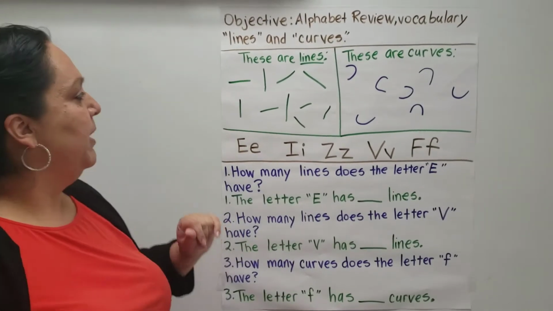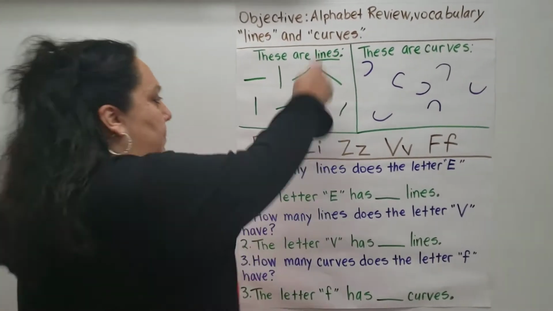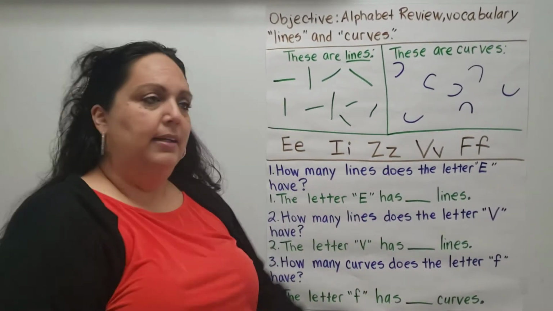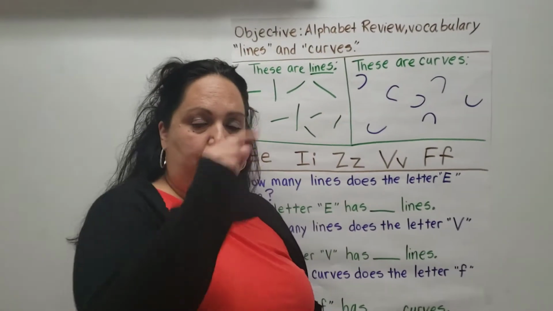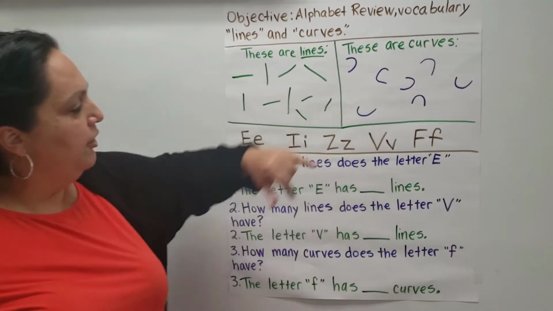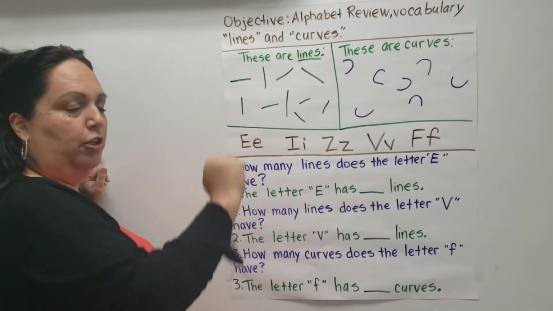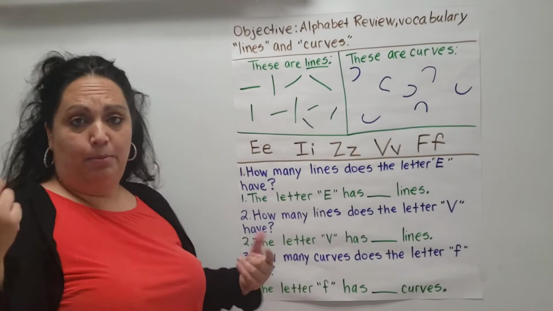So I'm going to say, okay, these are lines. You could have kids come up and make a line. They're straight. These are all lines, right? These are curves, right? There's a little half circle there, and you could have the kids come up and make curves. And if you want, you could have them share the words for lines and curves in their primary language.